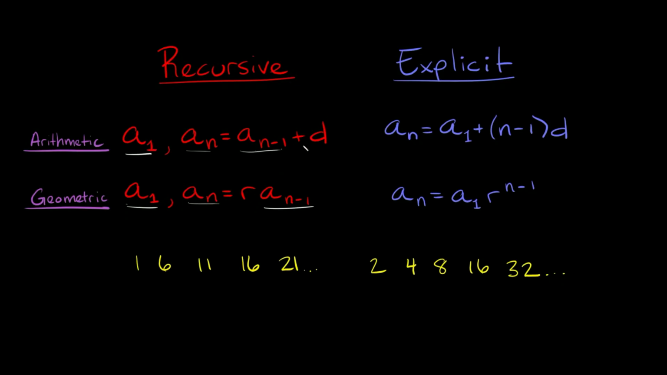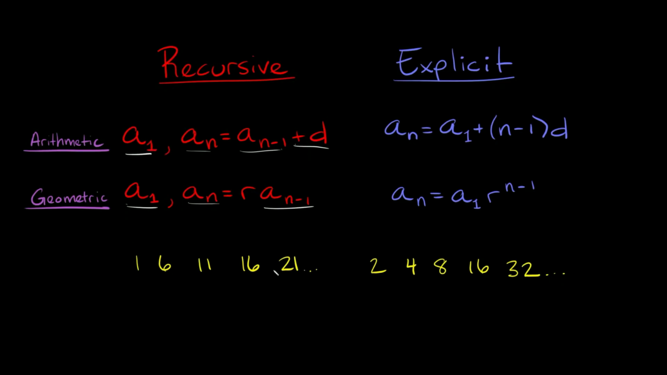With this one up here, you can see that we have a plus d, so we're just adding or subtracting a number. When you have a sequence where the difference to get from one number to the next is adding or subtracting the same number over and over again, you use this first one. This is called an arithmetic sequence.